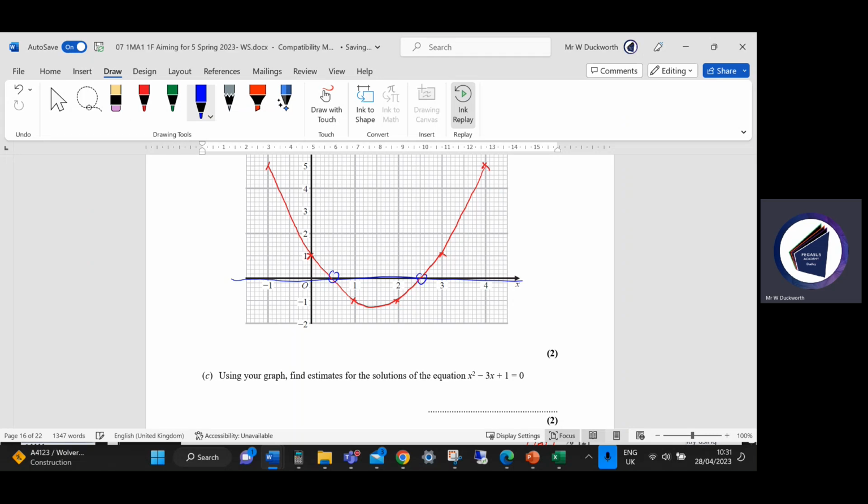And it looks like just lower than 0.5, just higher than 0.5. So I'm going to go 0.4 and 2.6. I would imagine we'll have a bound of error on that, but we'll find that out in a moment.